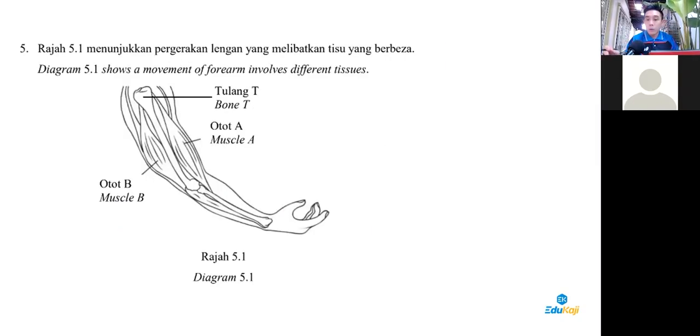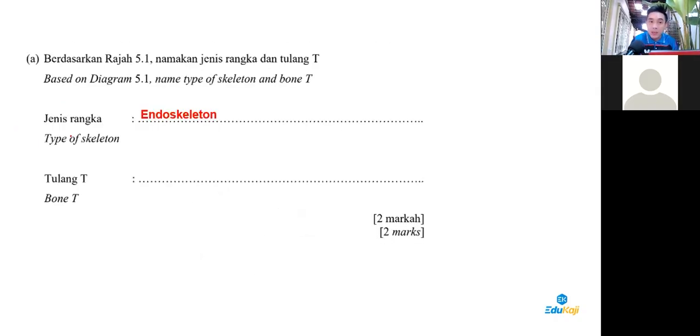Question 5, guys. Guess what topic this is from? Form 4, Chapter 14, locomotion and support. First question, they ask you what type of skeleton. Human, we have endoskeleton, and this bone in your upper arm is known as humerus.